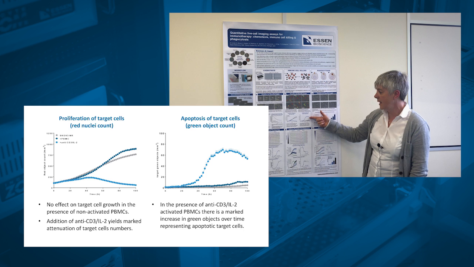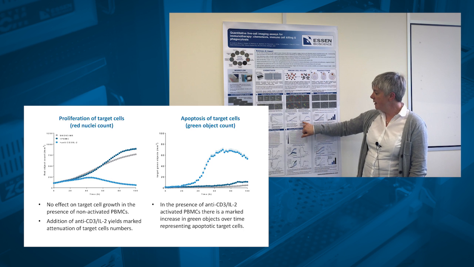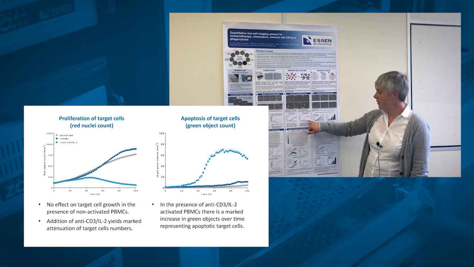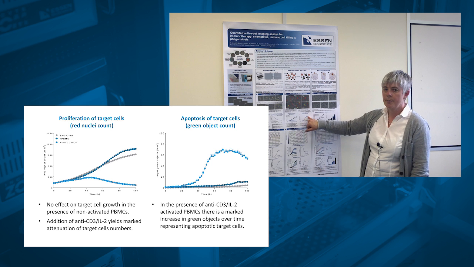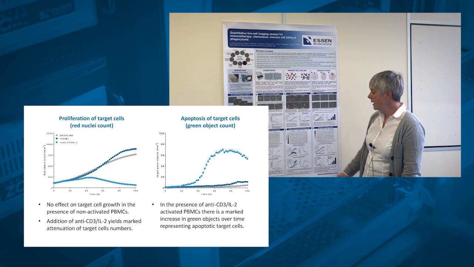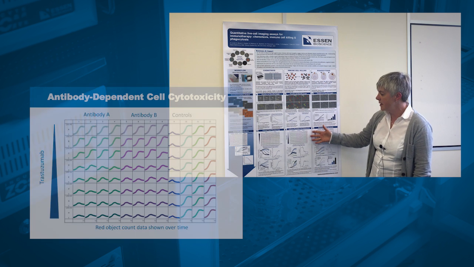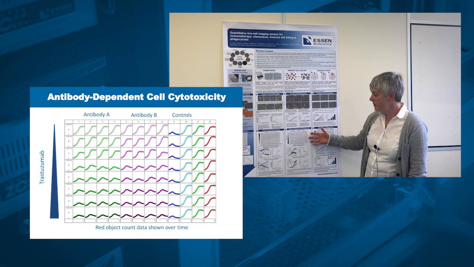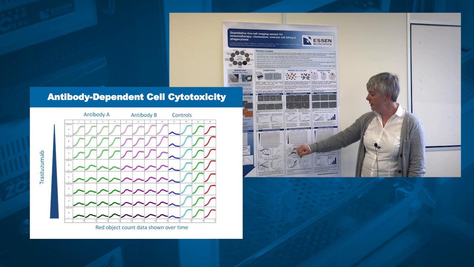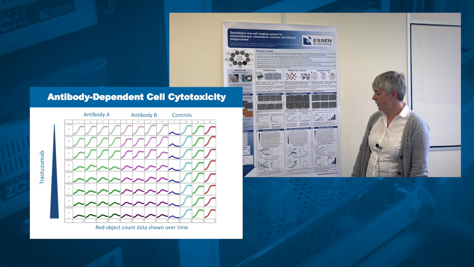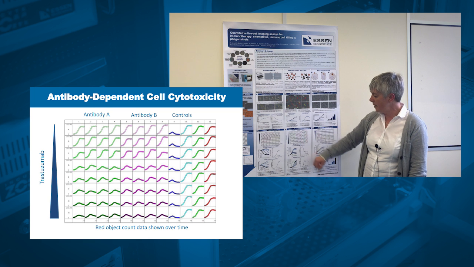The other graph here is looking at the green object count, and the target cells alone grow normally and there isn't any cell death. But then when you've put the activated PBMCs in there, you can see this green cell count goes up over time, showing you've got cell death. And again, we can go on to do a nice 96-well assay here, and the data here is actually showing ADCC, so antibody-dependent cell cytotoxicity. And this is looking at trastuzumab or Herceptin, and again we're looking at SKOV3 cells, and you can see there's a nice concentration-related effect in the plate.